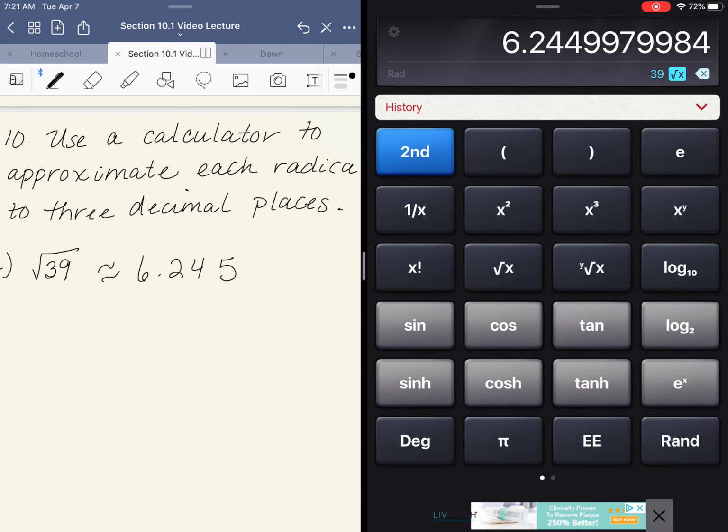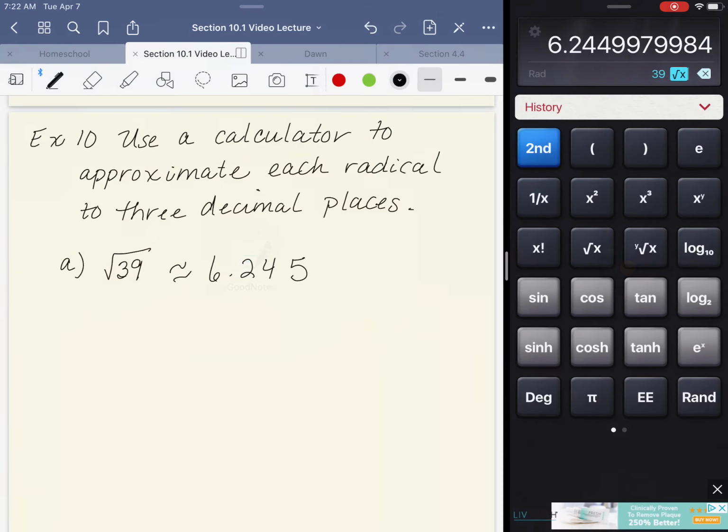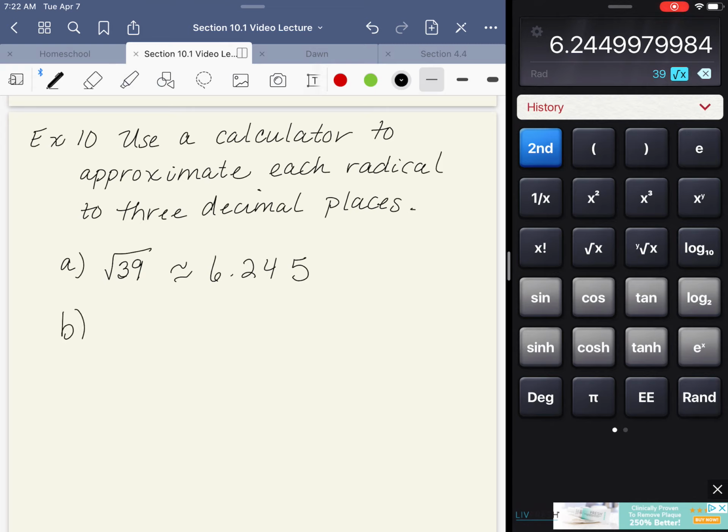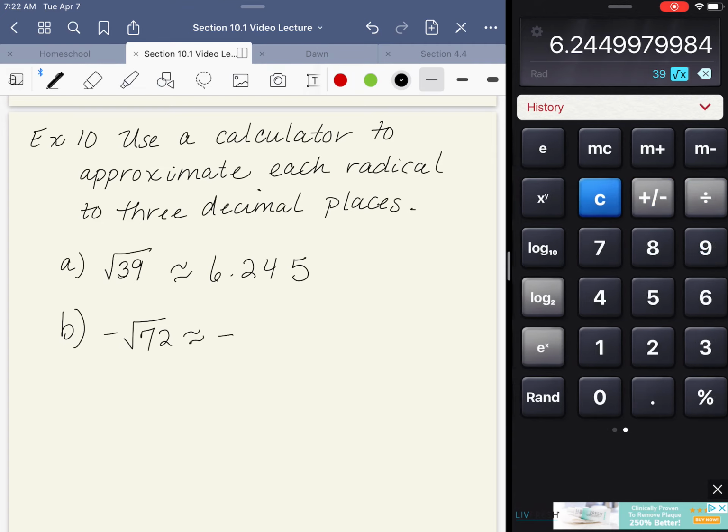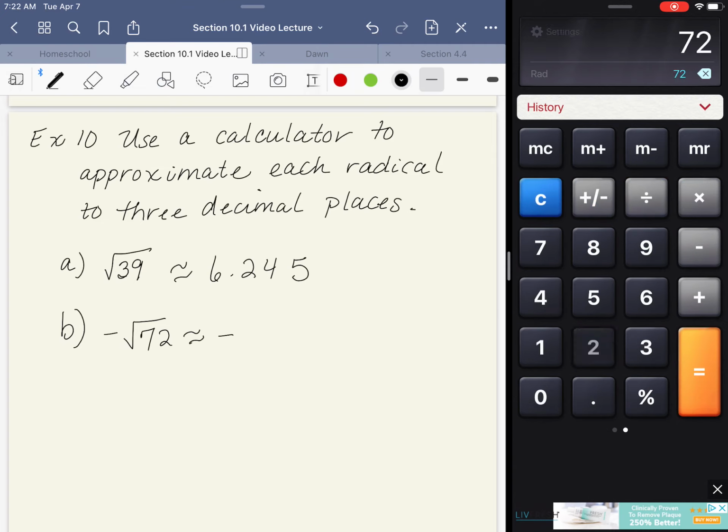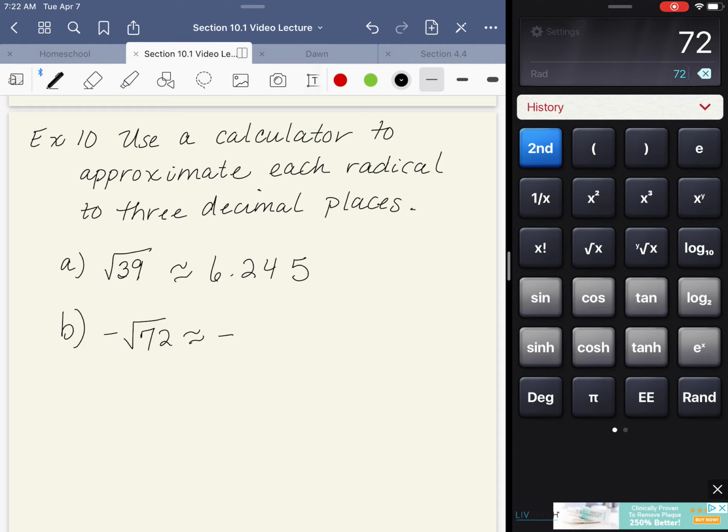All right, let's try another one. All right, so the negative square root of 72. Of course, you would carry the negative over into your answer. And we're going to hit 72, and then we're going to hit the square root. And I get 8.485 to 3 decimal places. So negative 8.485.